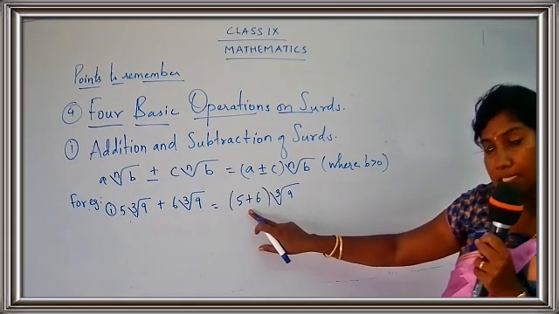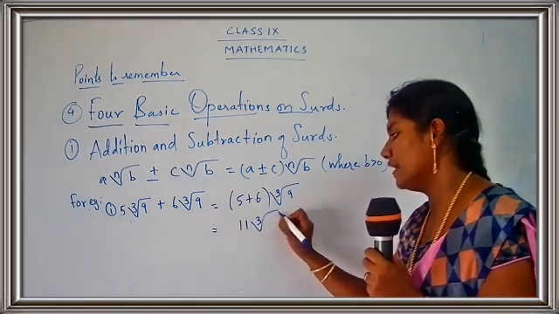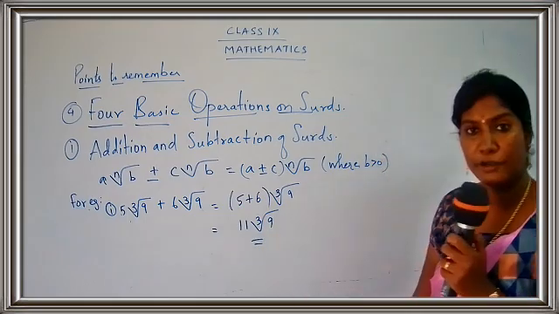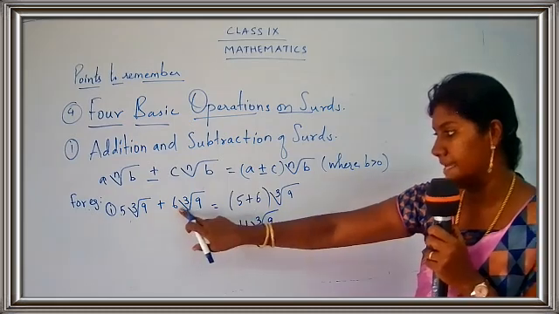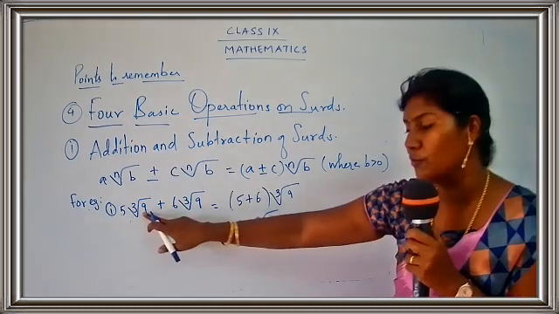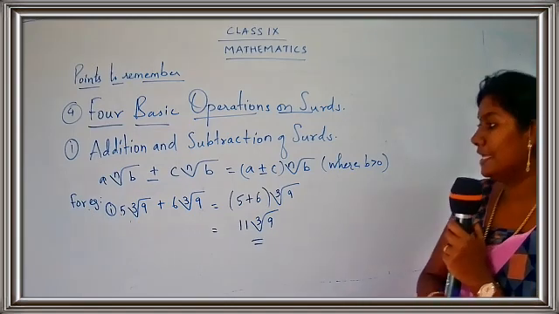What is 5 plus 6? That's 11. Okay, 11 cube root of 9. This is the answer. Are you getting my point, children? So you have to take the coefficient: 5 plus 6 cube root of 9. So what is the answer? 11 cube root of 9. I'll give you one more example.